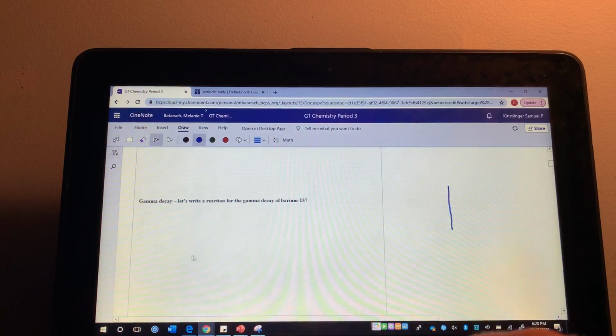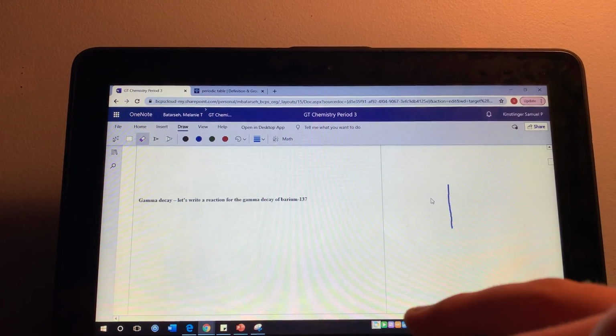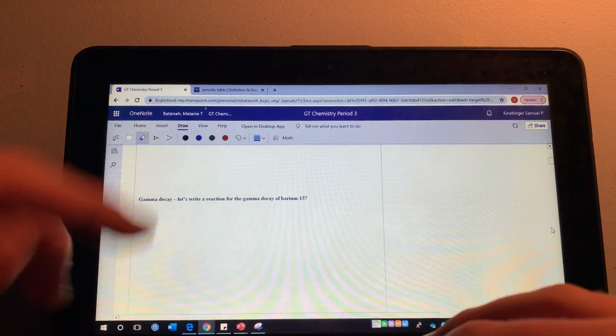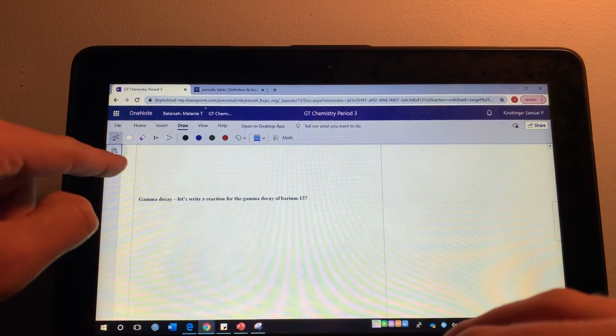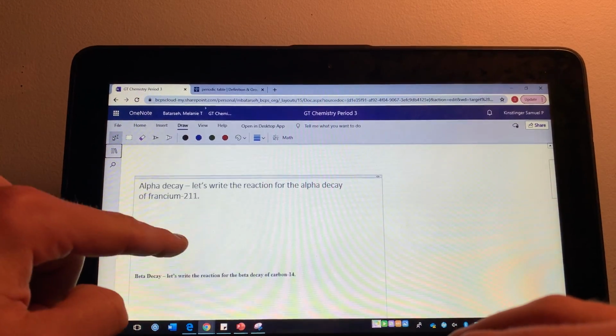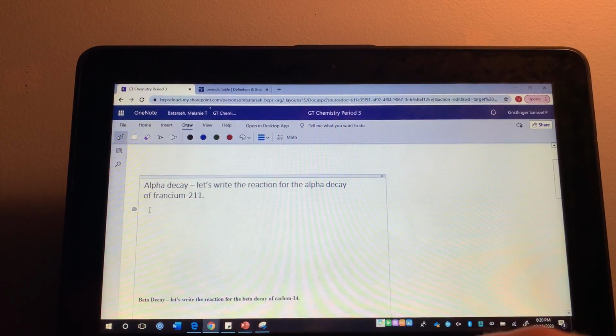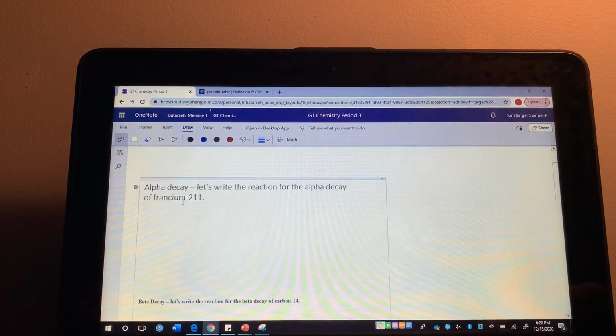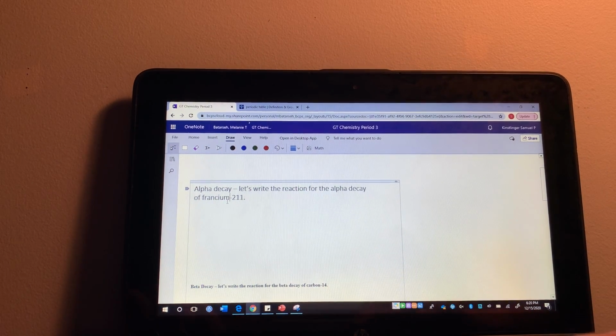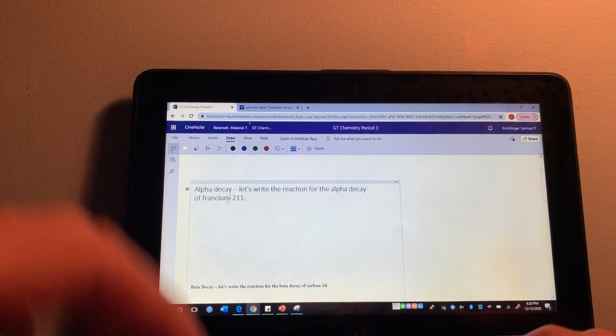Now, let's go on to our practice problems. First one is going to be the alpha decay of francium-211. Now, let's put this back a little bit so I can draw better. Yes, you guys can still see that.